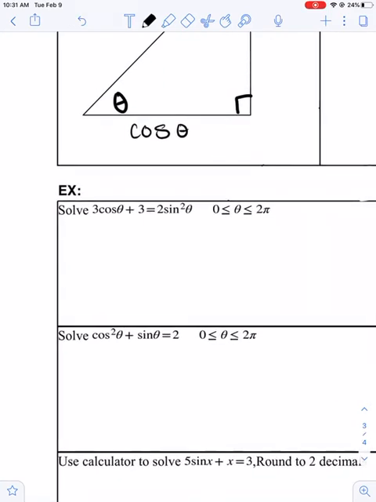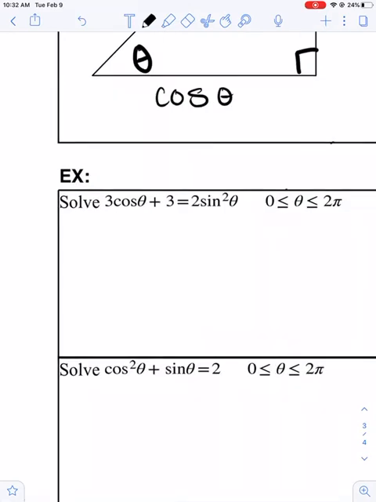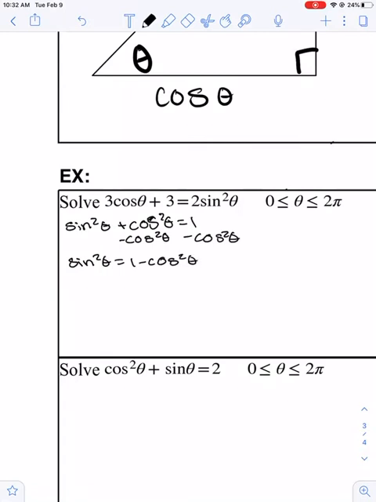Okay, so we're going to use these identities in solving these last three problems. So for the first one, we have 3 cosine theta plus 3 equals 2 sine squared theta. So we have cosine and sine. We only want to have one trig function. So we are going to use the sine squared theta plus cosine squared theta equals 1. And we're going to solve for sine squared theta by subtracting on both sides cosine squared theta. And we get sine squared theta equals 1 minus cosine squared theta.